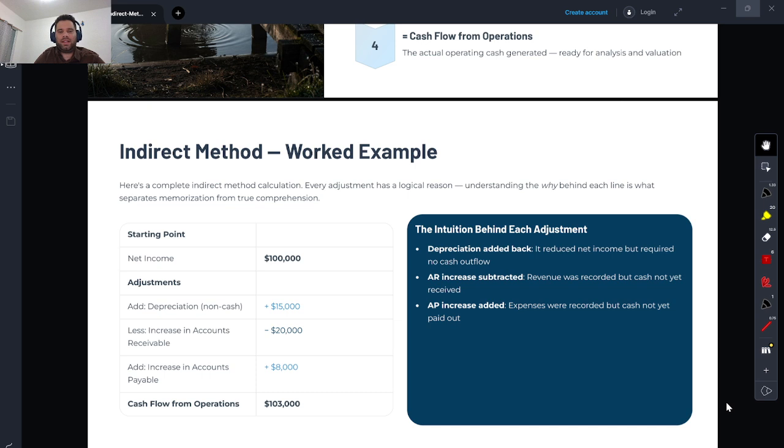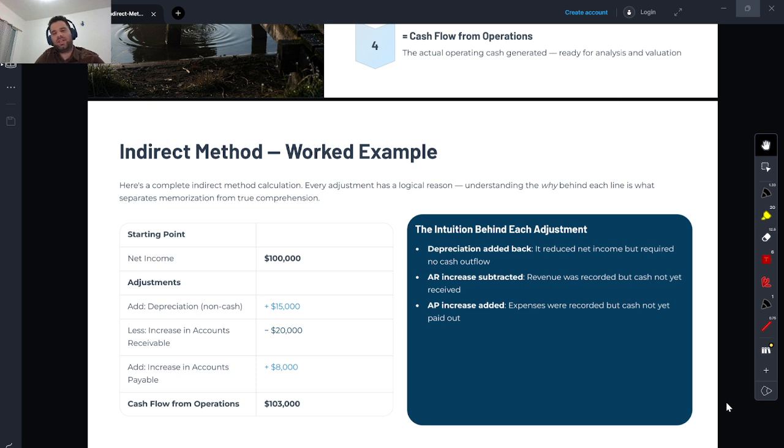So let's look at the indirect method numerically. Suppose net income is $100,000. First, we add back depreciation of $15,000 because it is a non-cash expense. Next, accounts receivable increased by $20,000. That means revenue was recognized, but cash has not yet been collected, so we subtract it.